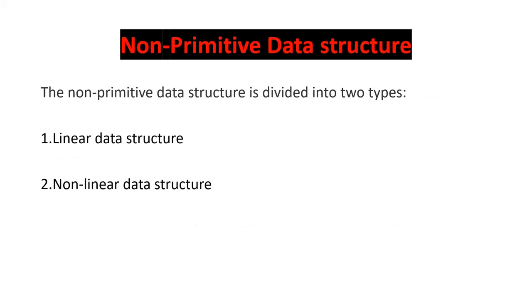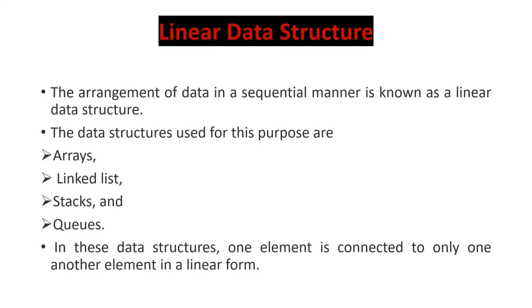Next one is non-primitive data structure. The non-primitive data structure is again divided into two types. First one is linear data structure and second one is non-linear data structure. Firstly, let's discuss linear data structures. What is meant by linear data structures?